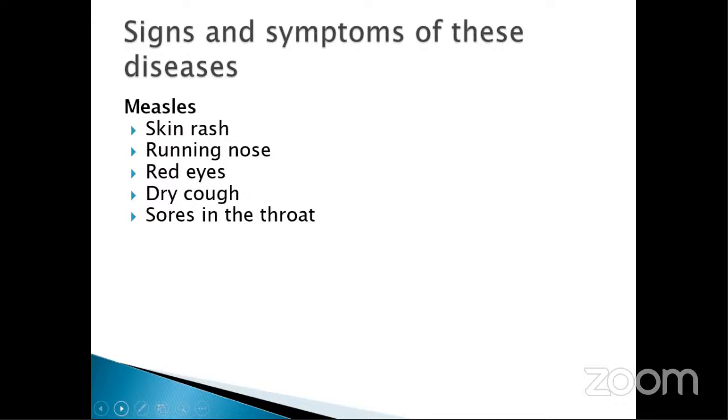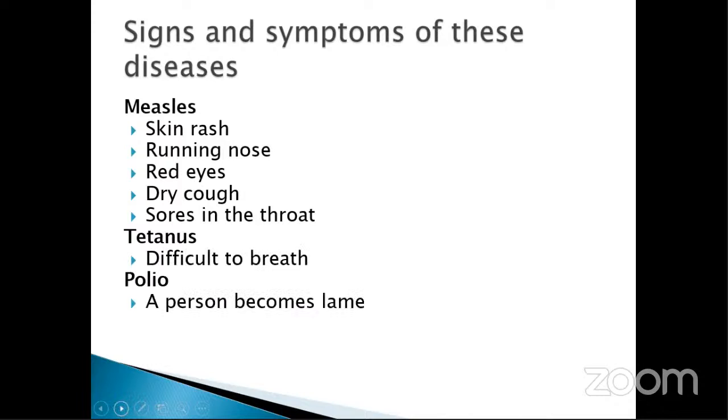Let's see another one. That one is sore throat. You feel as if there are wounds in the throat. When you're swallowing water, it is paining. You're swallowing food, it is paining. So that is what we call sore throat. Then lastly, the other one, we have tetanus. Difficulty to breathe. Then for polio, you find a person becomes lame.